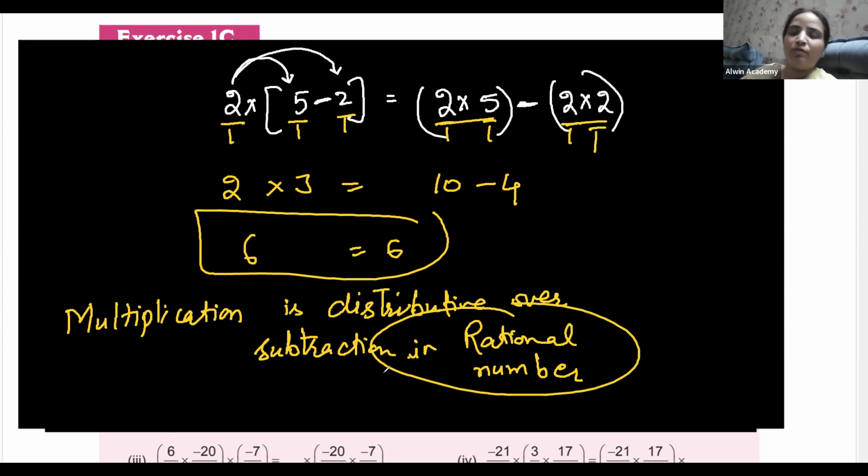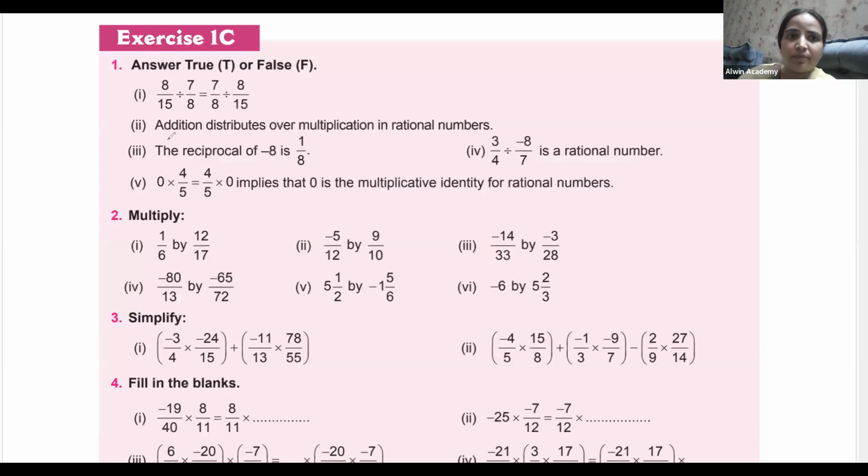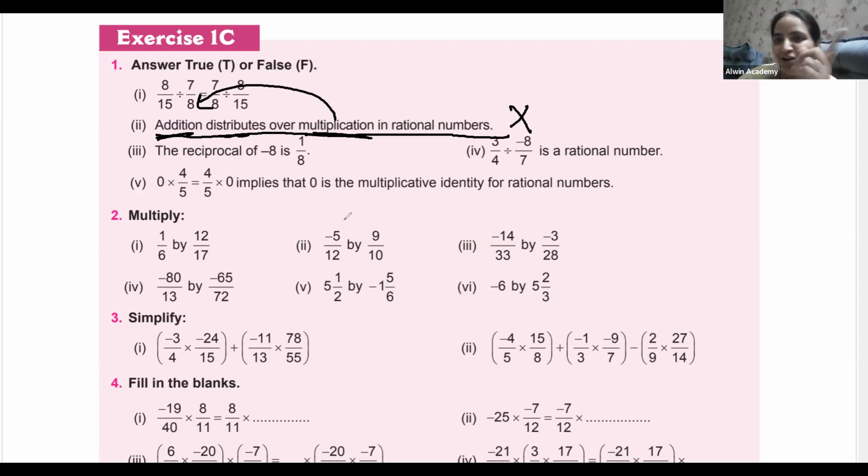Multiplication is distributive over addition in rational numbers. Both statements are true. Let us see if it is the same thing written here. What is this written here? Addition is distributive over multiplication. This is not true. What is true is multiplication is distributive over addition. Addition is not distributive over multiplication.